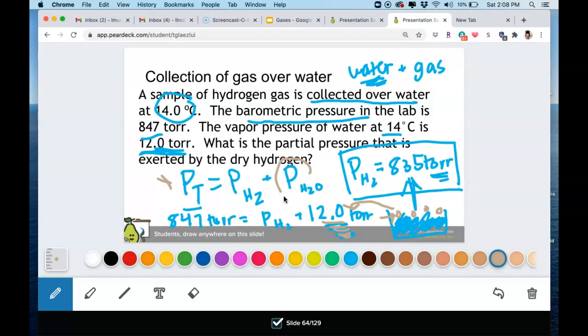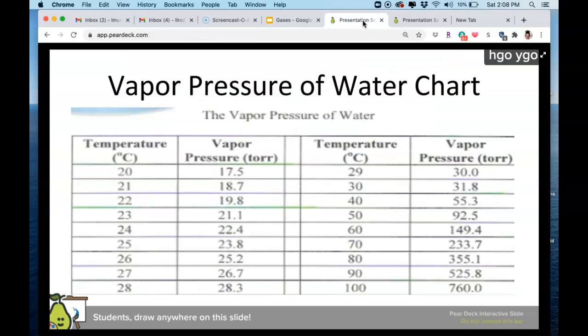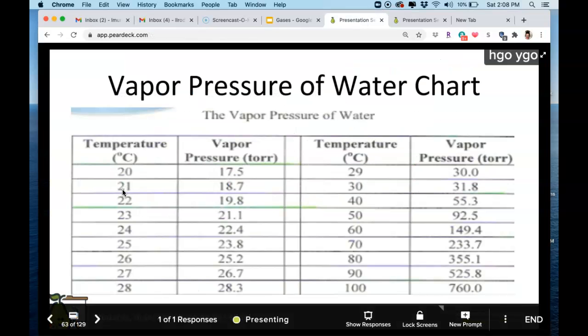Again, this number would be looked up in a chart. For you, I gave it to you right here. Or you could come back here. I don't think 14 is on here, but this would be like, what's the vapor pressure of water at 22? Oh, it's 19.8. So you would subtract this number from the total pressure to get the pressure of just the dry gas. And the vapor pressure of water changes when temperature changes, because if you heat water up, the molecules move faster. If they move faster, they escape into the gas phase more, and so they exert more pressure the hotter the water gets.